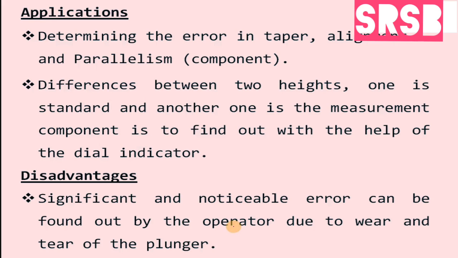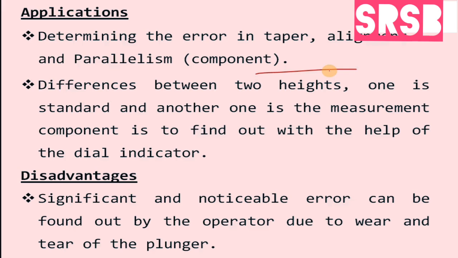Next, what are the applications? How does the dial indicator help in industry? Determining errors in taper, alignment and parallelism. It helps find surface blocks and components with any waviness or surface roughness produced during the process. It is easy to find out. These are the main applications.